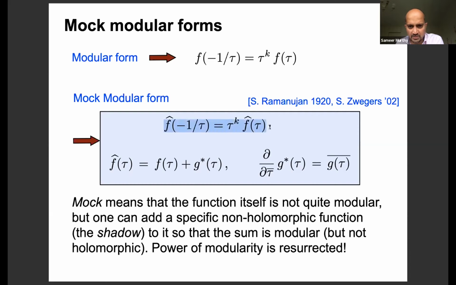So f hat obeys the modular transformation property, but the thing that you add is not holomorphic, and therefore f hat obeys an equation of this type: the d tau bar of f hat equals some other function g bar. This is like a holomorphic anomaly equation. But for physics, the point is that at the end of the day, after doing this, you get back the power of modularity, and you can continue this program of trying to understand quantum gravity in the sense that I just described.